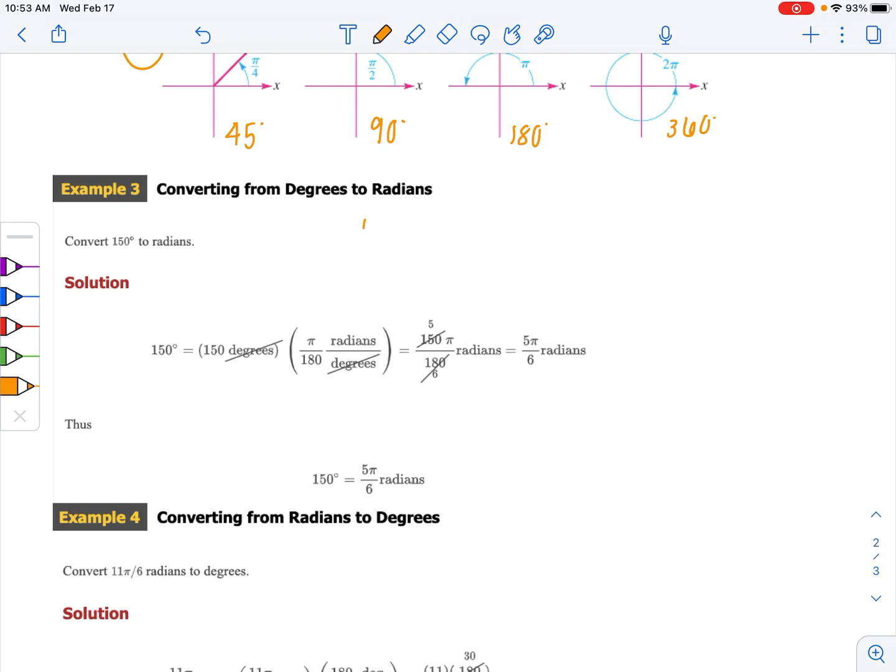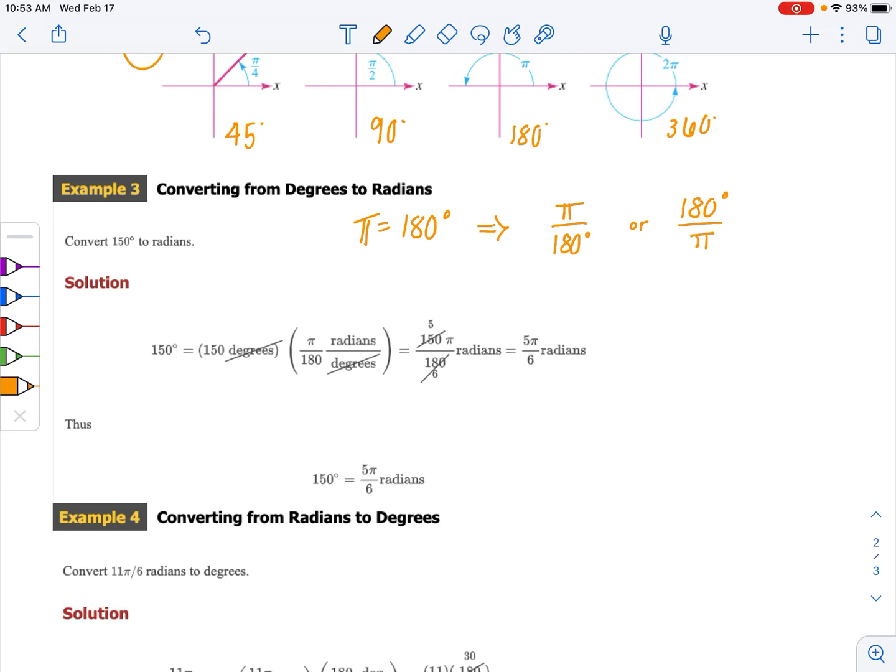So because pi equals 180 degrees, we can use the conversion of pi over 180 degrees or 180 degrees over pi. Depending on which direction you're going will depend on which conversion you use. Let me explain what that means.